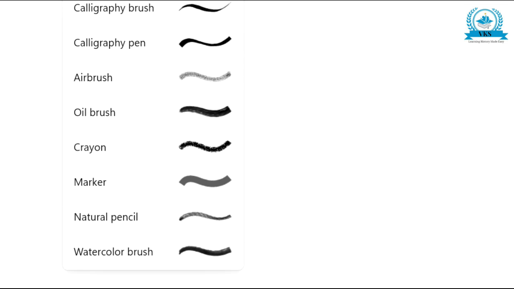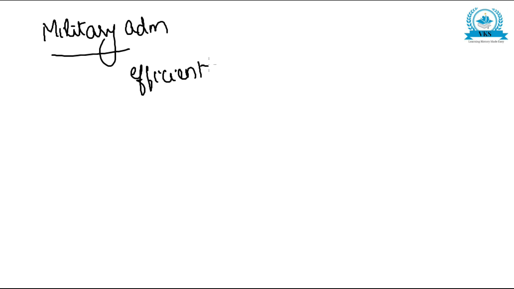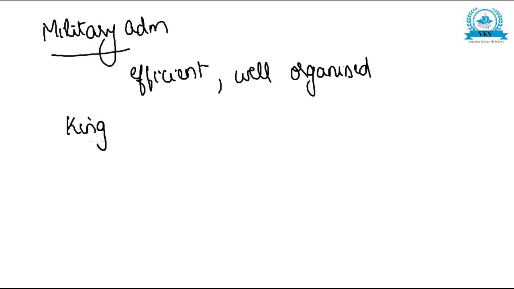Now finally we will see the details about military administration. Regarding military administration, Chandragupta Maurya had a very efficient military administration. It was efficient and well organized. And the King personally led the army during the time of war.